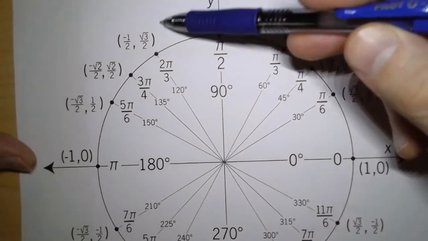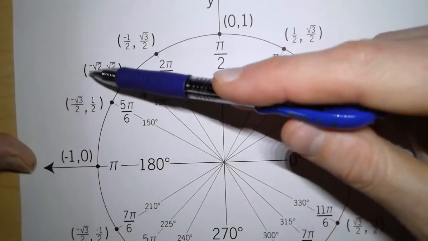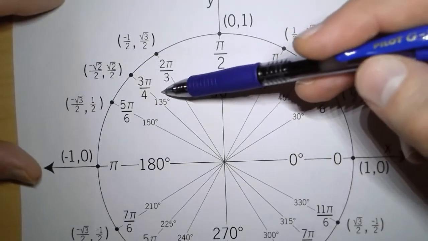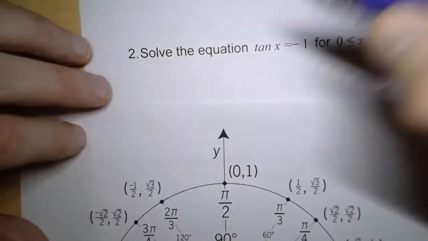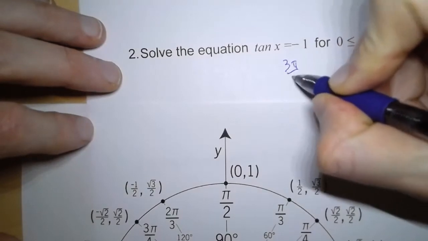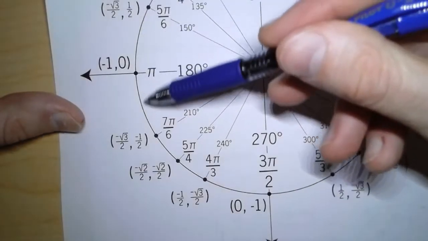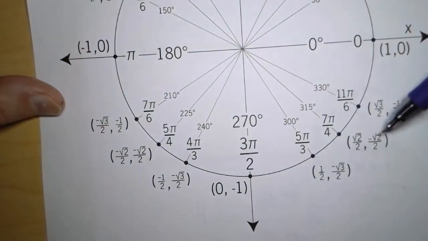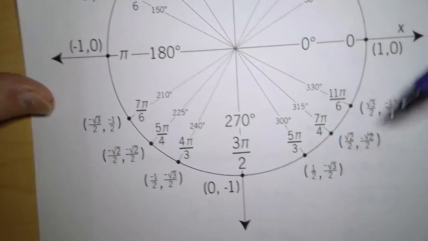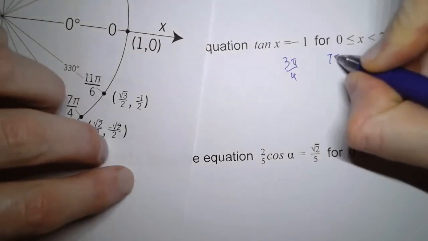So that means we're looking right here. Here they are opposite values. And so we're going to put 3 pi over 4 as our angle. And then we also look for where else they are opposites. And that's going to be right here at 7 pi over 4.